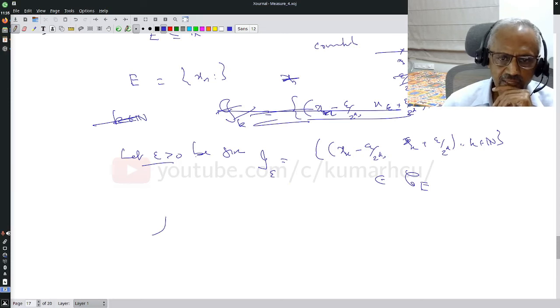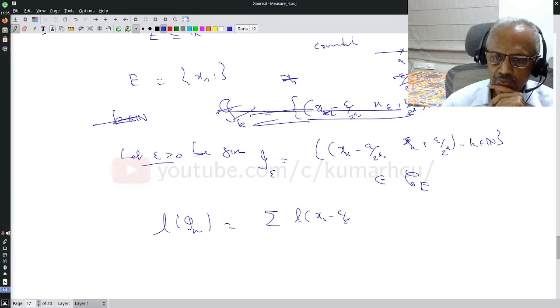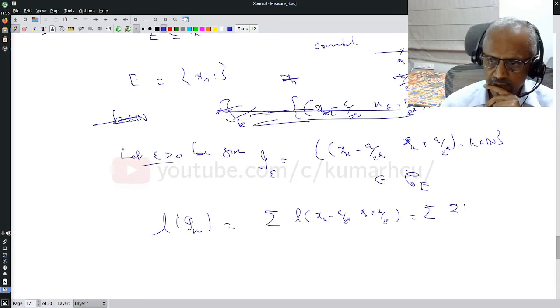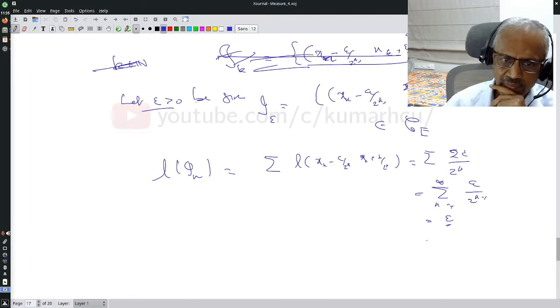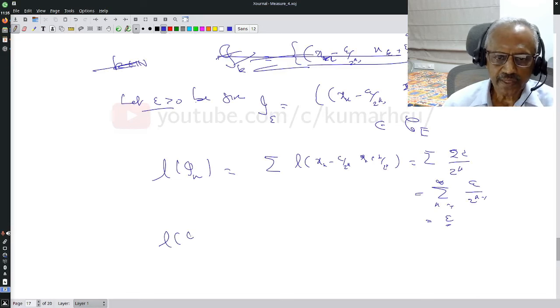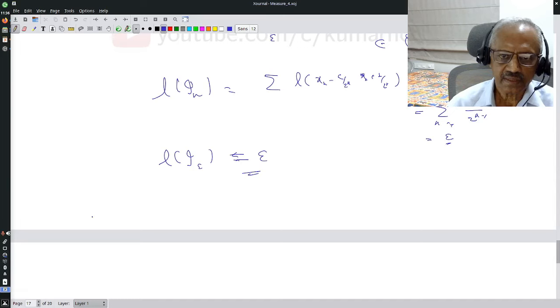Now, what is the length of I_epsilon? That is, by definition, the summation of the lengths of these intervals. The length of the interval (x_k minus epsilon by 2 power k, x_k plus epsilon by 2 power k) will be 2 epsilon by 2 to the power k, and therefore the sum is epsilon by 2 to the power k minus 1, k equal to 1 to infinity. I hope this is equal to epsilon, or something to do with epsilon. You understand that? Therefore, the length of I_epsilon is less than or equal to epsilon. Are you following?